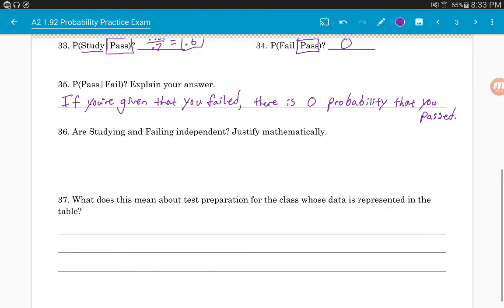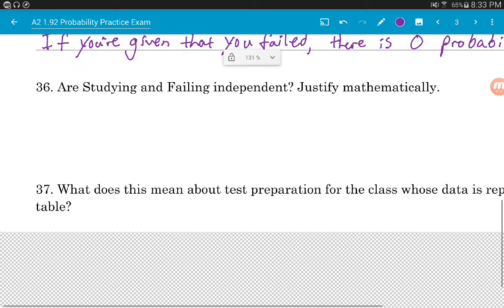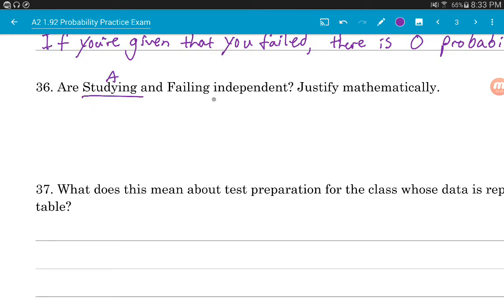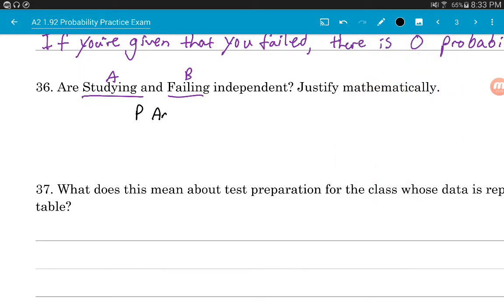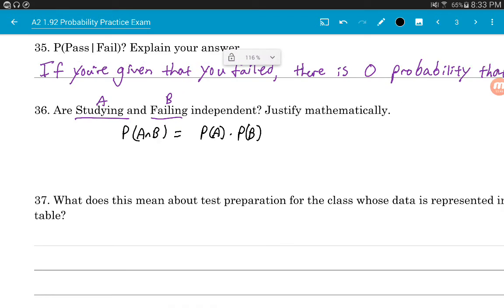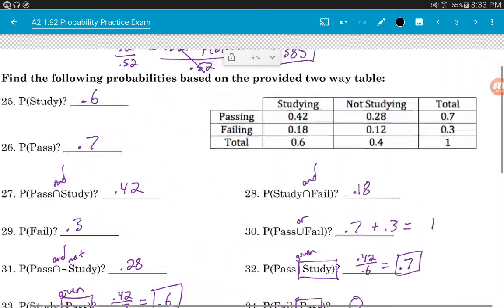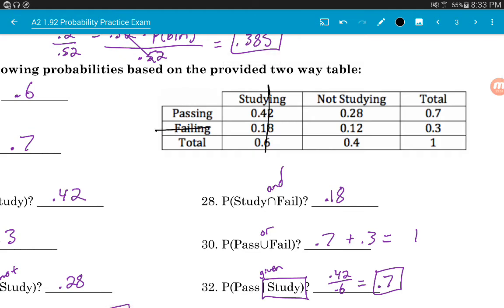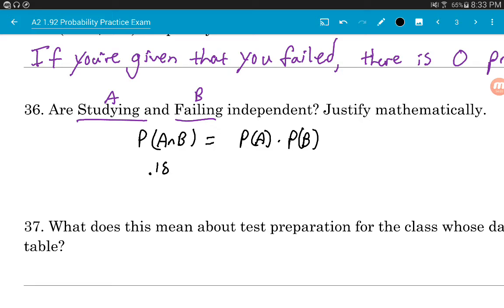Okay. Last two: are studying and failing independent? I'm going to use my favorite rule for this one. Studying will be A, and failing will be B. The formula is the probability of A and B is equal to the probability of A times the probability of B. So studying and failing. What's the probability of studying and failing? I'm pretty sure we already have that. Studying and failing is going to be 0.18.